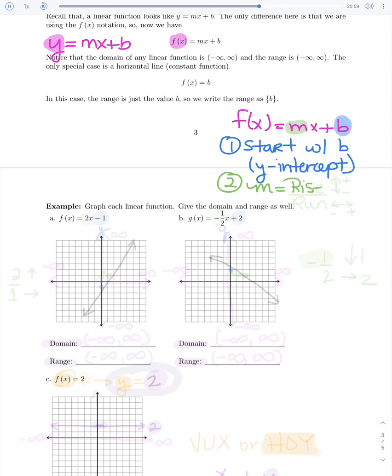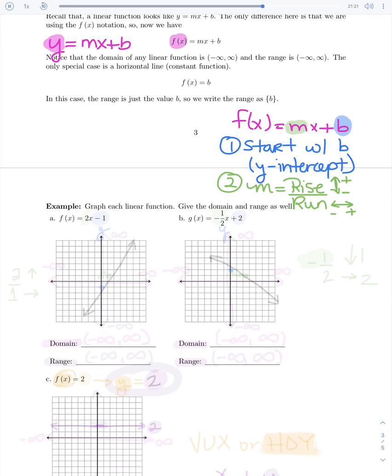We used it as rise over run, where the rise told us if we were going up or down based on if it was positive or negative, and the run told us whether or not we were going left or right based on if it was positive or negative. So this should be nothing new. So let's look at this.